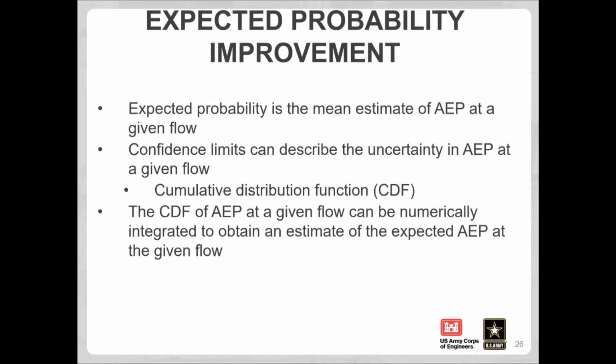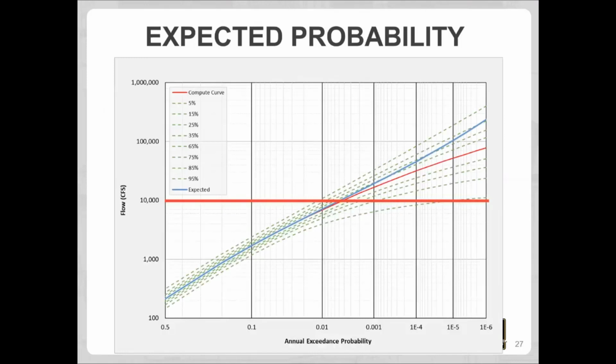So the way we do it in SSP, it's just a simple numerical integration scheme. Think of it as analogous to the trapezoidal rule. The collection of confidence limits and intervals effectively describe an uncertainty distribution in AEP at a given flow. Also, if you look at it the other direction, it describes uncertainty in flow at a given AEP. It works in both directions. And we can just numerically integrate that with something like a trapezoidal rule to get an estimate of the mean. So if you go to the next slide, there's a conceptual visual of that.